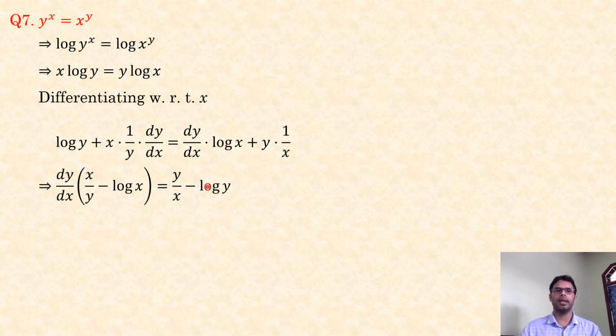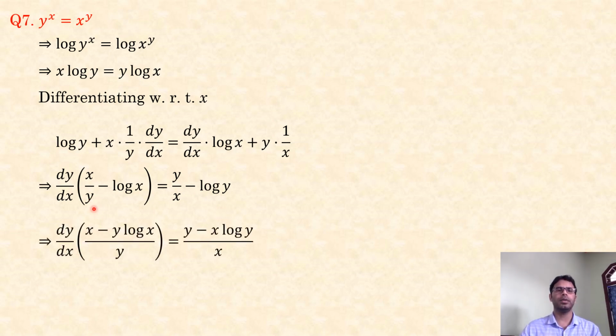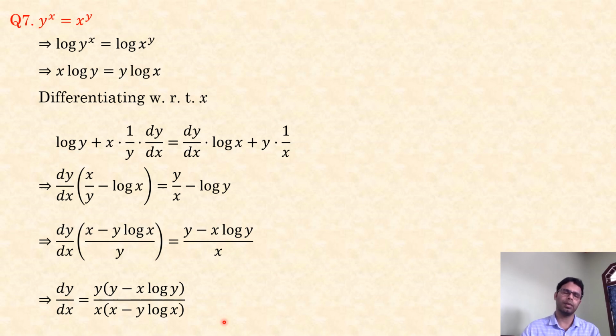So take the LCM here and here. So dy/dx is equal to, y is LCM, it is x minus y log x, is equal to, x is LCM here, it is y minus x log y. Okay, then just take the cross product: this y will go to the numerator and this term will come to the denominator. So dy/dx is equal to y into this term, remaining the same, divided by x into this term, and this is the solution for the question. So we take the next question.